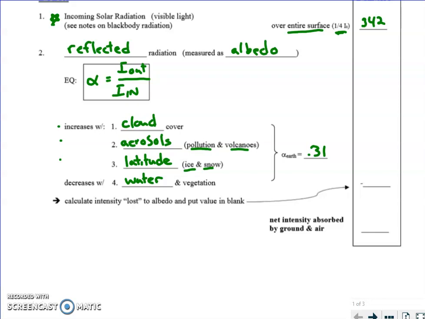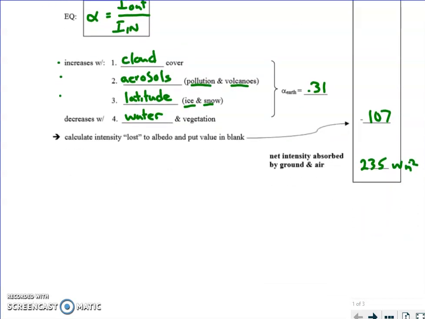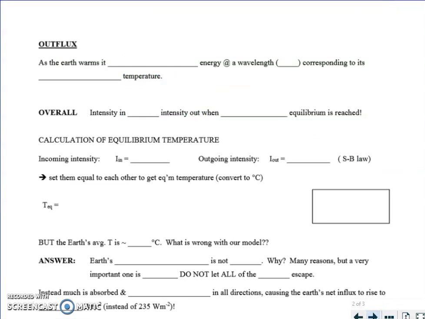Okay, so if we take 0.31 of our input, then we see what is reaching the surface, or excuse me, if we subtract out 107, right, we multiply that, we see the net reaching the ground is a very important number, 235 watts per square meter. Okay, so that's what reaches the lower atmosphere and the ground. That's what's being absorbed on average. So that's what we're absorbing day after day after day.